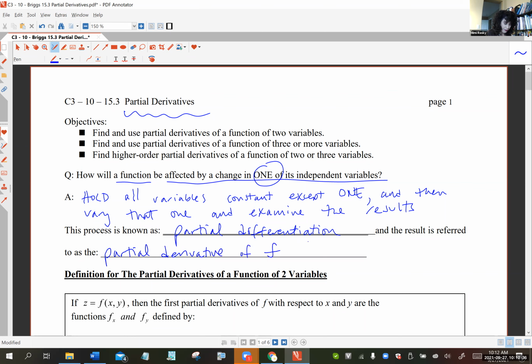of f, w.r.t. That stands for with respect to in mathematics. I don't make this up, I just report it. With respect to the chosen independent variable. Well, how do you know which one's chosen? You'll know. We're going to have special notation for it. So this is known as the partial derivative of f, where f is your function, with respect to the chosen independent variable.